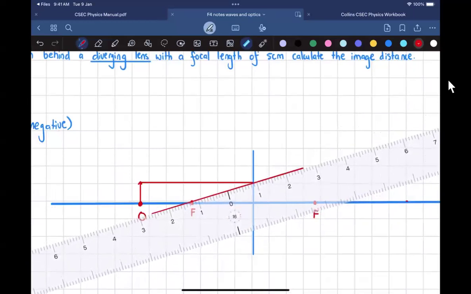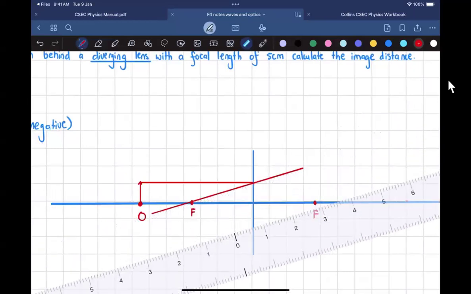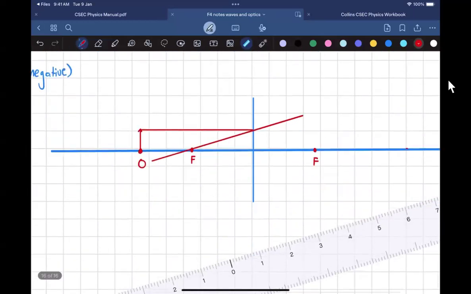You understand? Yeah. Right? And then the next rule: a ray of light passing through the optical center passes straight through without being refracted. Right. So can you show me where the image is?